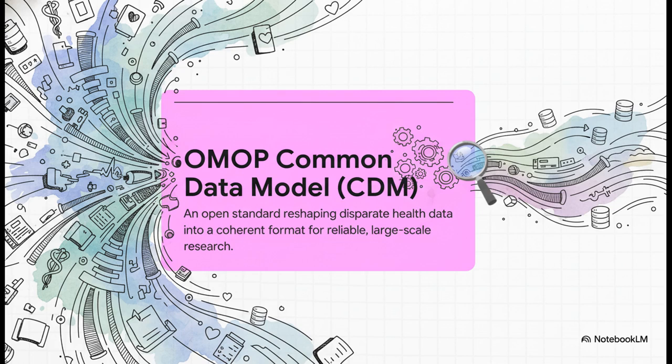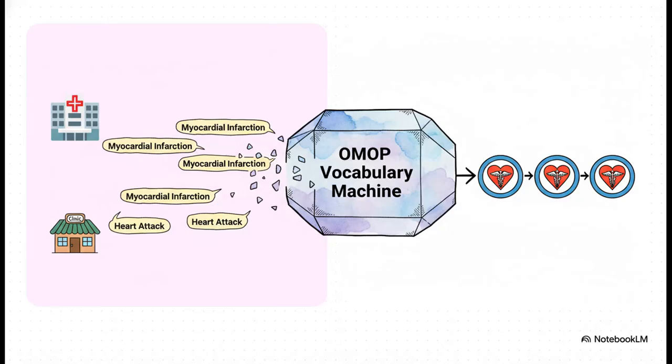Okay, so let's get a little more formal. The OMOP Common Data Model, we usually just call it the CDM, is an open standard. That means anyone can use it. And its job is to take all that messy, different data we talked about and reshape it, reorganize it into a single, clean format. And when you do that, you suddenly unlock the ability to generate reliable evidence on a huge scale.